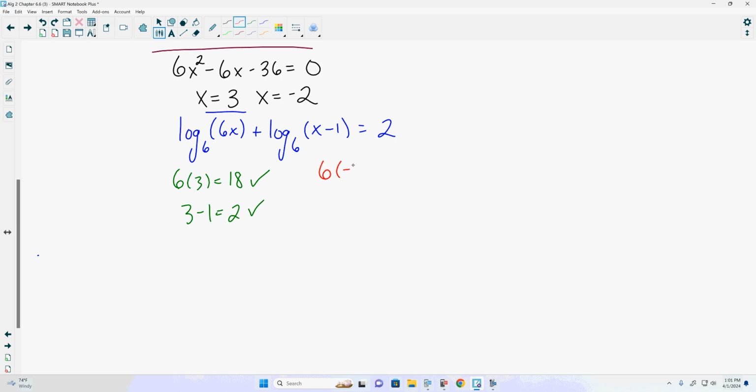6 times negative 2 is negative 12. We can't have negative 12. And negative 2 minus 1 is negative 3. Again, we can't have that being negative. So the only one of these two that works is x is equal to 3.